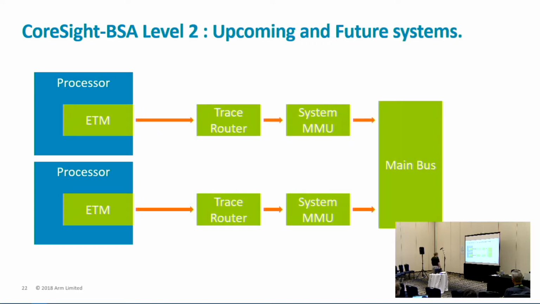So for the future, there are some upcoming systems that look like this, and we would encourage everyone to design and implement systems this way in the future: to have effectively a trace router and a system MMU, or at least a trace router and ETM. So you have a buffer per core rather than a shared buffer between all the cores. And this makes it a lot easier to identify which trace is from which core, and gets the system closer to what you see on something like Intel PT.